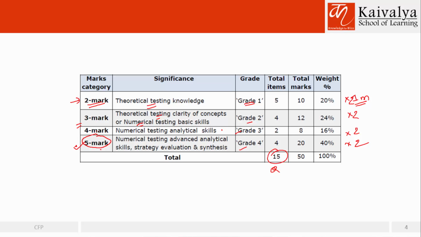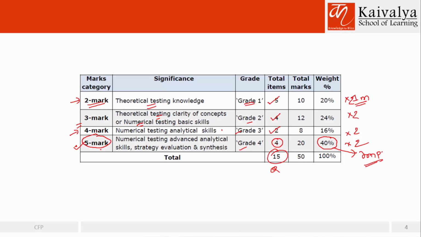You'll be having 5 questions of theory, pure theory, 4 questions which could be a blend of theory or numerical, then 2 questions of 4 markers, these are numericals, and this is something very important, you've got 4 questions per case study which are of 5 marks, which makes it 40% weight, and simply you cannot afford to skip it. This is very, very important for us to solve in exam.